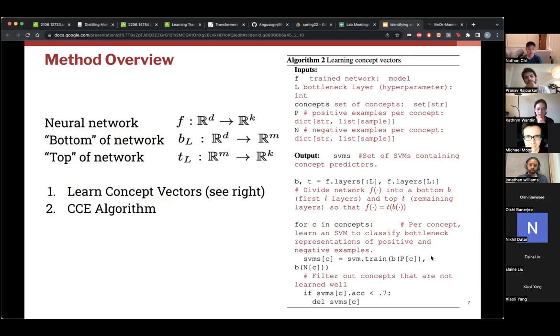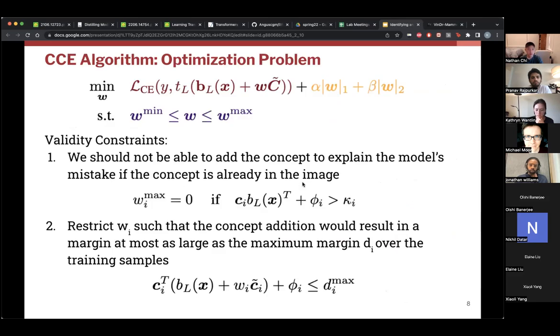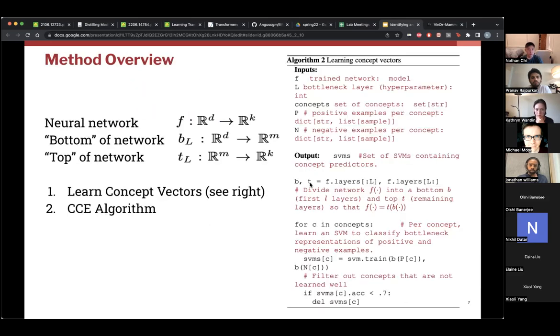So learning the concept vectors seems like a lot of text, but it's basically pretty straightforward. So we're using these SVMs. We divide our network into the bottom and top. And then for each concept, which has been chosen beforehand, we basically just learn an SVM for that concept in the embedding space. And then for concepts which we don't think we learned very well, depending on some threshold, we just ignore those, and focus on the ones we're very confident on.